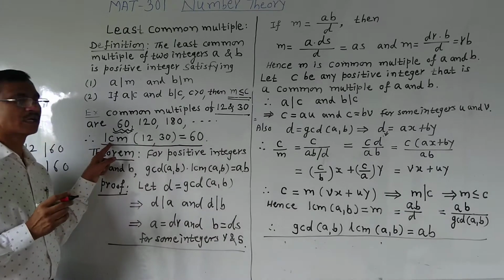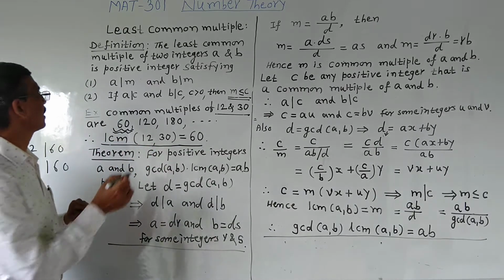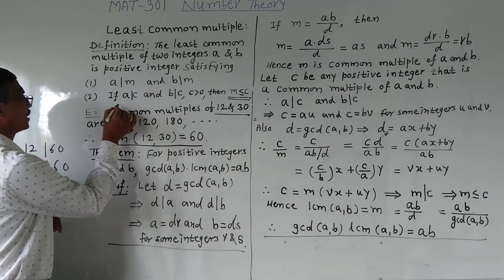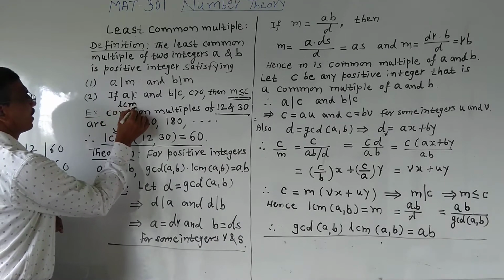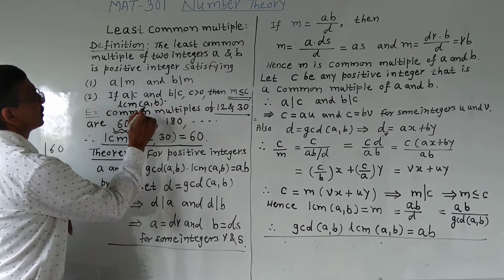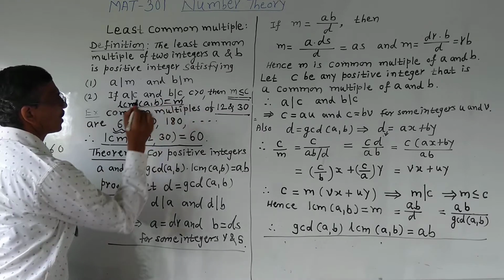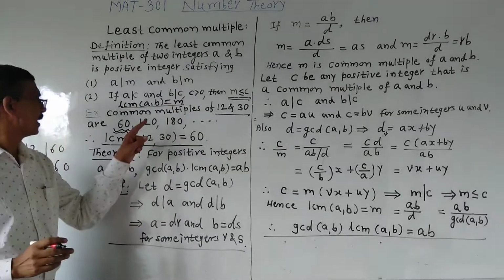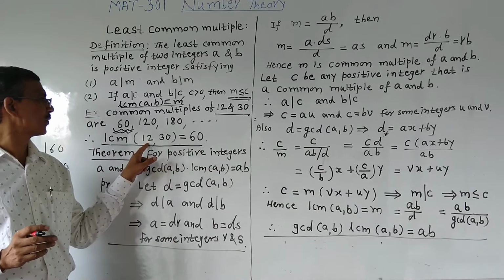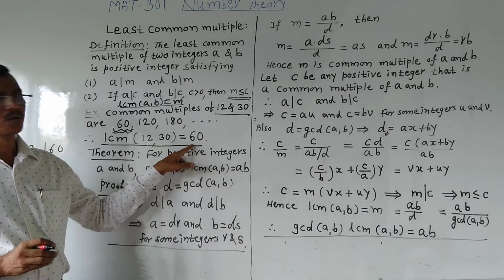This is the notation to denote the least common multiple. We can write the least common multiple of a and b is equal to m. This is the notation. Here in this case, the least common multiple of 12 and 30 is equal to 60.